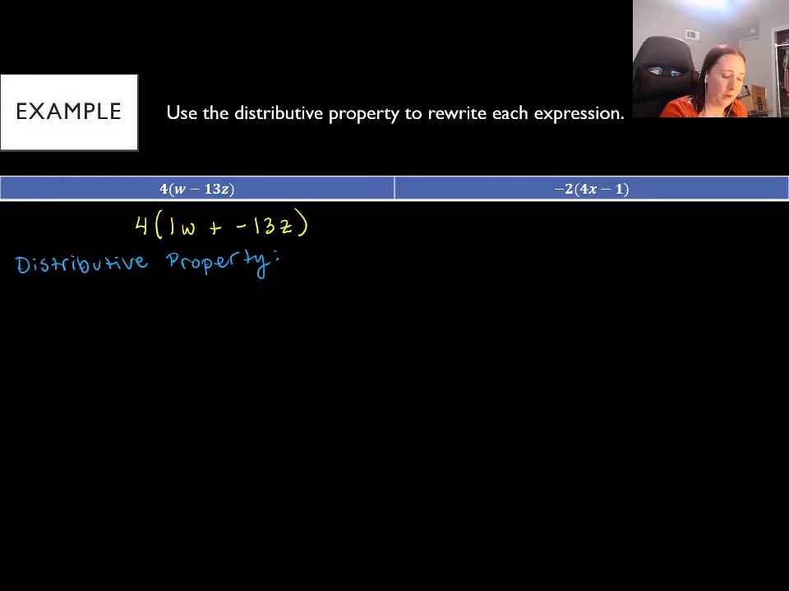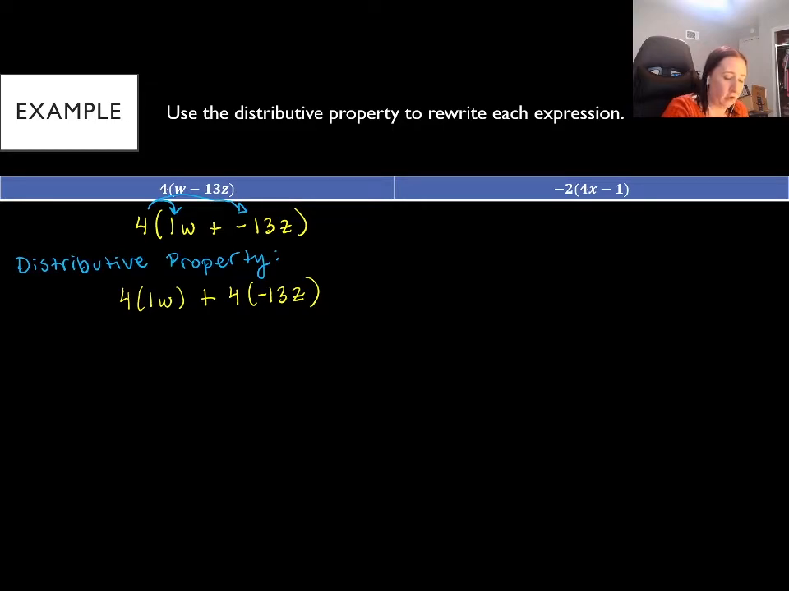So I'm going to be multiplying the 4 times 1w. So that gives me 4 times 1w. And then I have a plus, and then 4 times the negative 13z. So 4 times negative 13z. And this is why it's important to write as adding a negative, so that you don't miss that negative sign when you're multiplying.